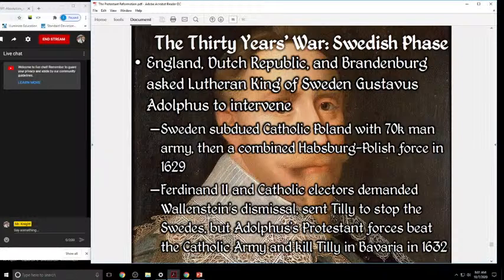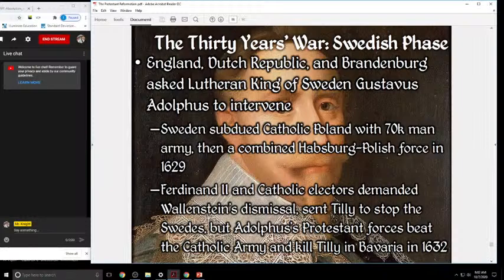England, the Dutch Republic, and another German state called Brandenburg asked the Lutheran king of Sweden, whose name was Gustavus Adolphus, to intervene. And Sweden comes in and subdues Catholic Poland with a 70,000-man army, and then again a combined Habsburg-Polish force in 1629. And shortly thereafter, Ferdinand II and his Catholic electors demanded Wallenstein's dismissal.